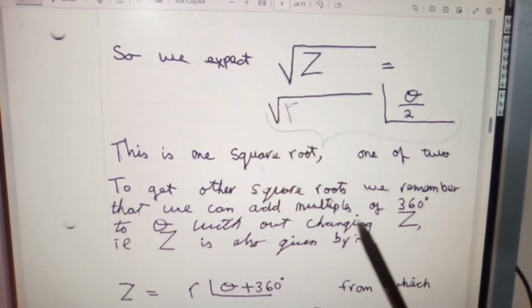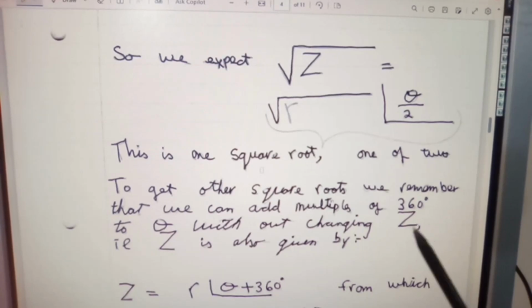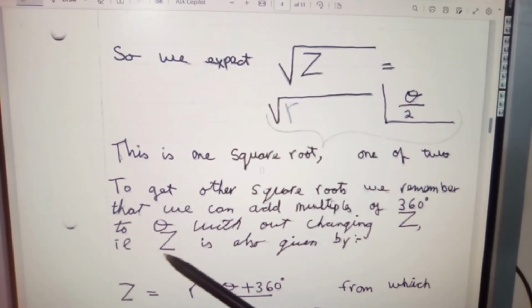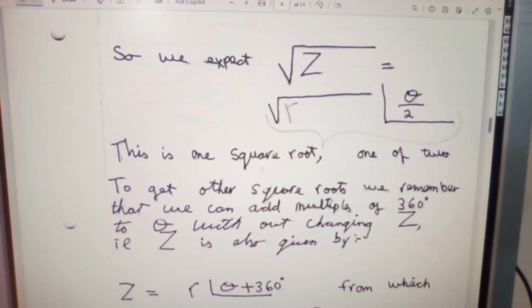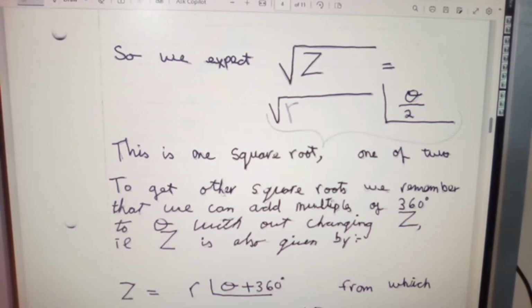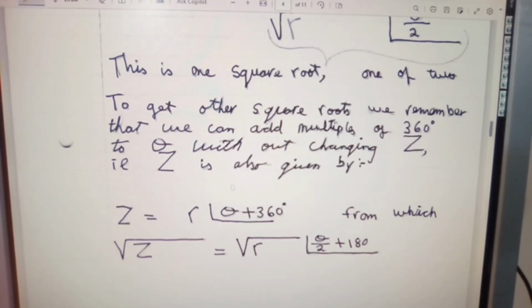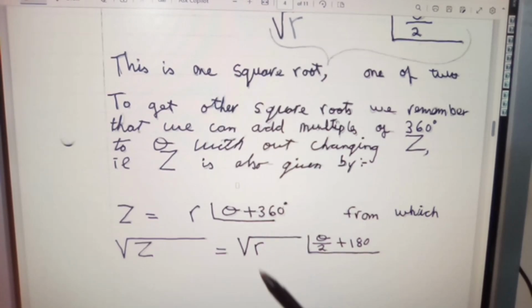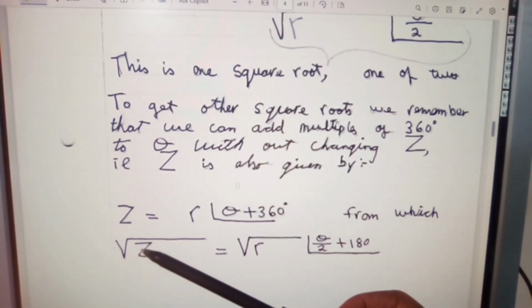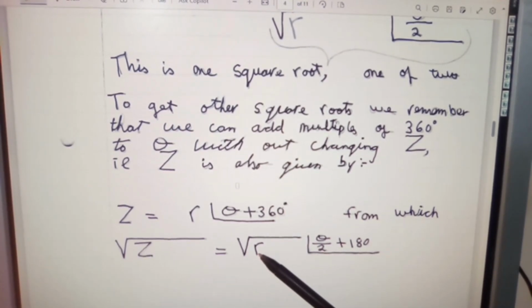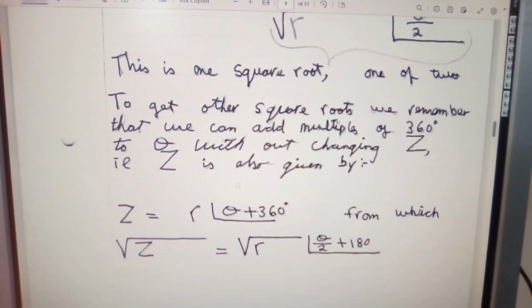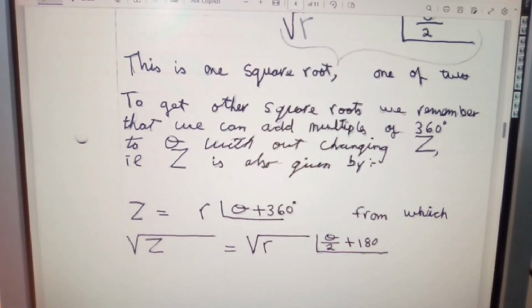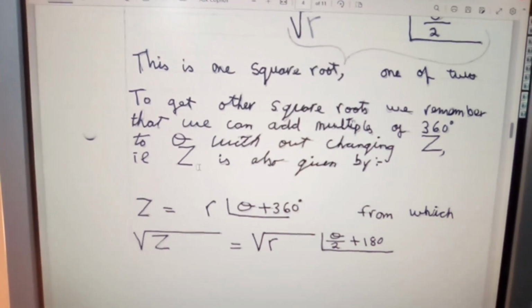Okay, to get the other square roots, we remember that we can add multiples of 360 degrees to theta without changing z, i.e. z is also given by r, theta plus 360, from which the square root of z can be obtained, equals r, theta over 2 plus 180. So it's just a different way of looking at the same thing.